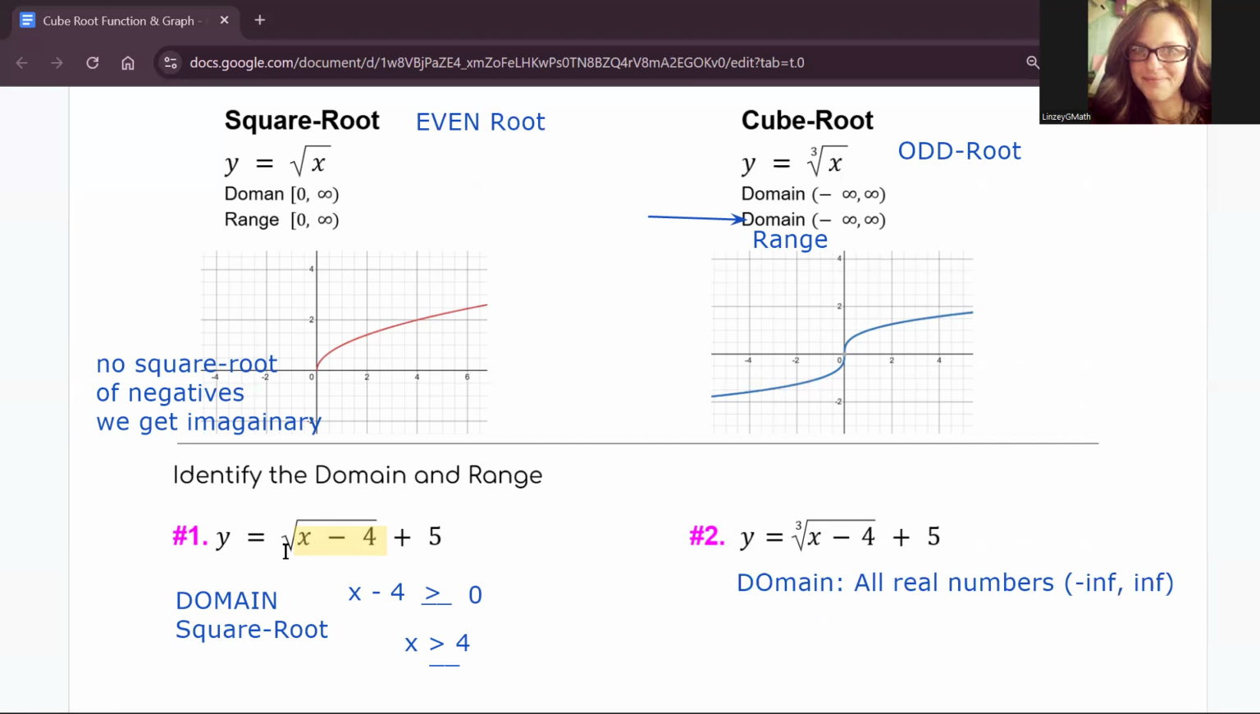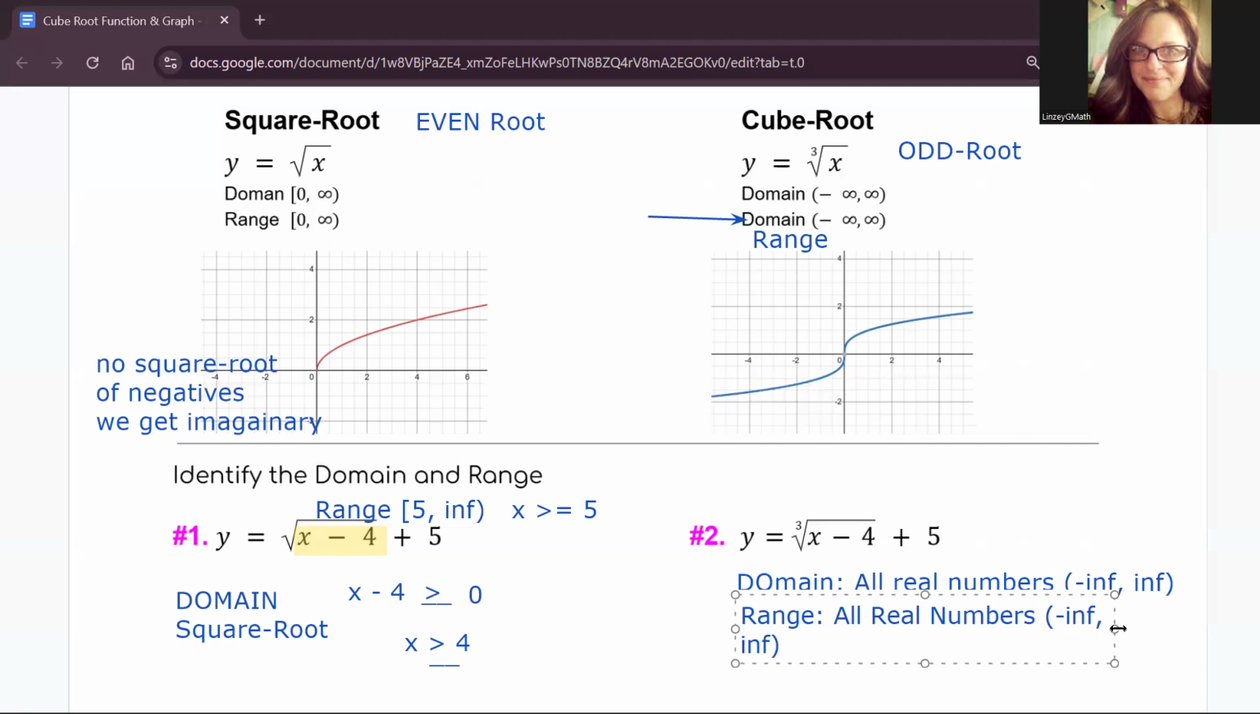And then we'll do the range. I've left myself no room. The range, we have shifted up 5. So the range for this graph will be 5 to infinity, or all numbers greater than or equal to 5. We'll leave that right there for the range. The range for a cube root function, it's going to continue up and down forever. So once again, all real numbers, negative infinity to positive infinity. So it's really the square root function that you've got to look out for domain and range issues. Domain and range of a cube root function is all real numbers.